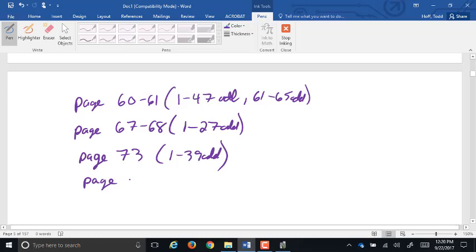A little bit of a review on percents. Again, we'll go over them more next week if we have to. Page 78, 1 through 35, the odds. And finally, actually, there's two more left. Sorry.